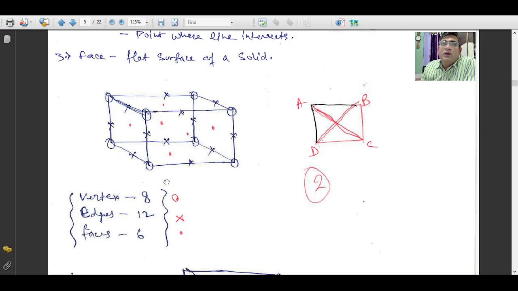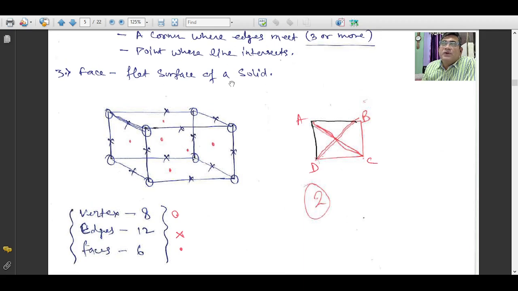Now, if you see faces, there are six faces. It is represented by a dot. One, 2, 3, 4, 5, and 6. So flat surfaces of solids are called faces. This is a flat surface, so this is one face. This is a flat surface, this is one face. This is a flat surface, this is one face. So six faces are there.